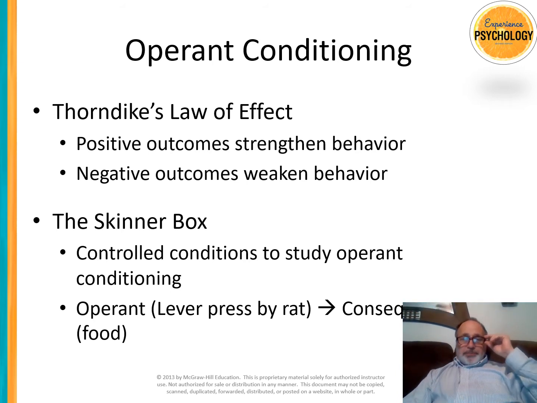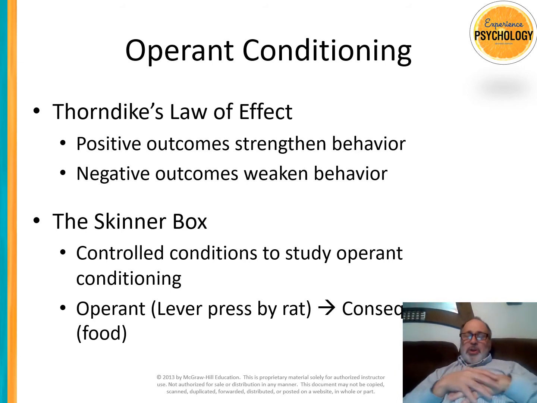Thorndike's law of effect. He's the one who had the cat in the box. What happens is the cat randomly touches a piece of the cage and the cage opens up. That would be a positive outcome and strengthen behavior. A negative outcome would be that nothing happens. A negative outcome weakens the behavior.